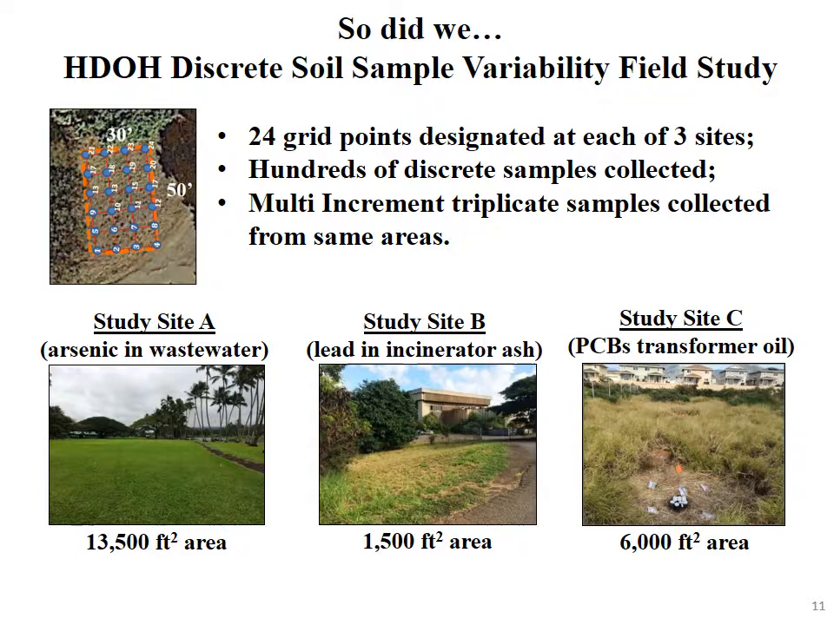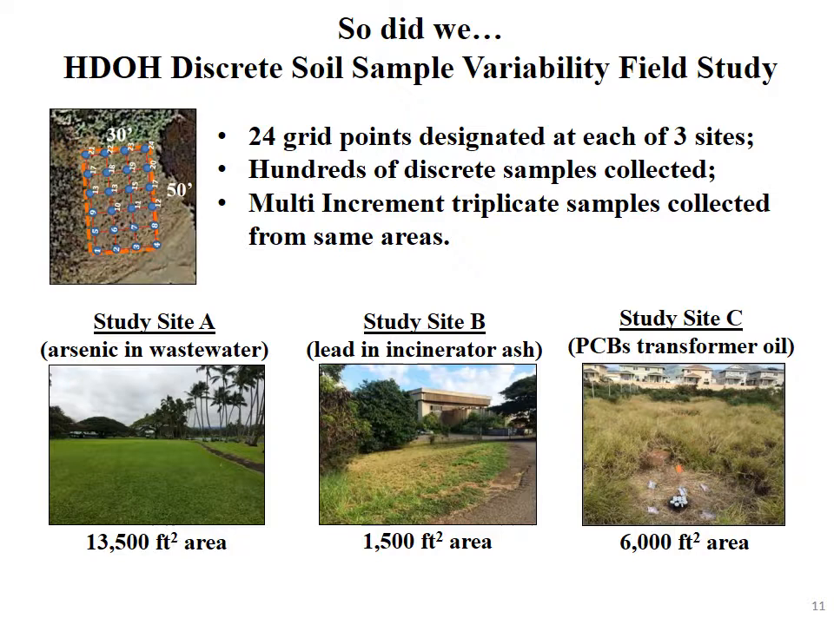Study site C was a former radio station where we knew that they had been dumping transformer oil with PCBs around the station for many years back in the 1950s and 1960s. Again, we had discrete soil sample data at this site that showed significant PCB contamination. So these areas were fairly small, as small as 1,500 square feet, the lead site. The others were a few thousand square feet, up to 10,000 square feet.